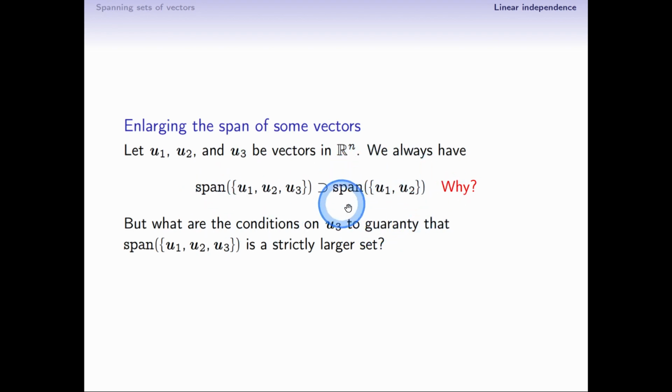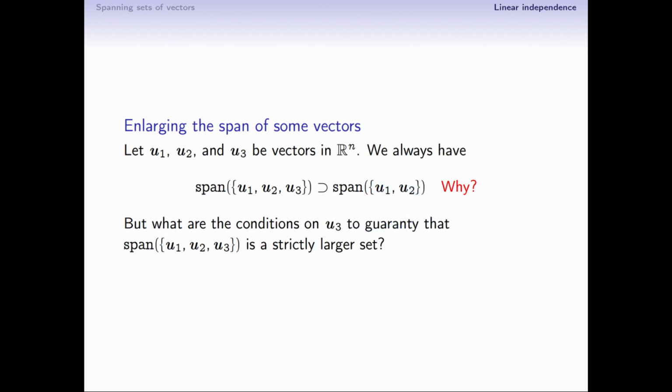If I ever want to show set containment, all I have to show is that a typical element in this set is already contained in this set. This is probably the chief way that we're going to prove set containment. All right, what does it mean to be in the span of u1 and u2?